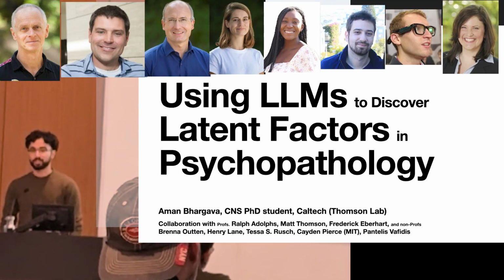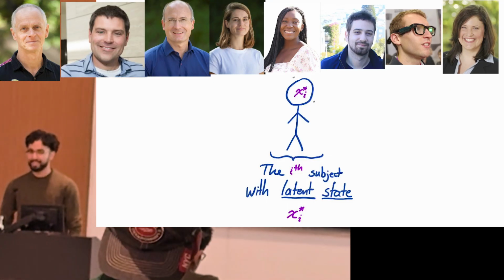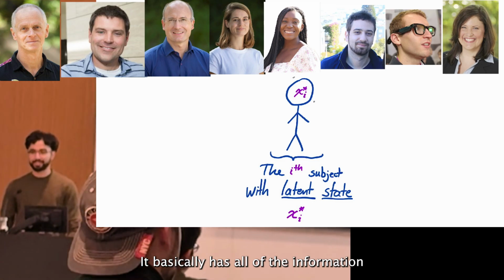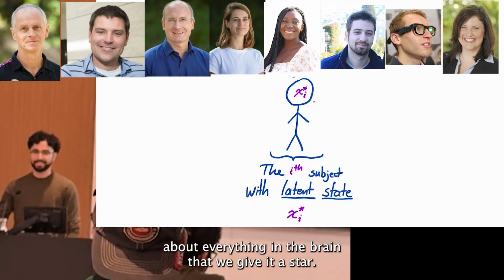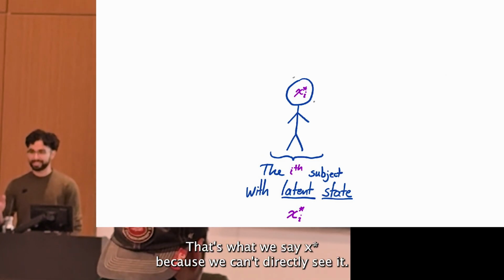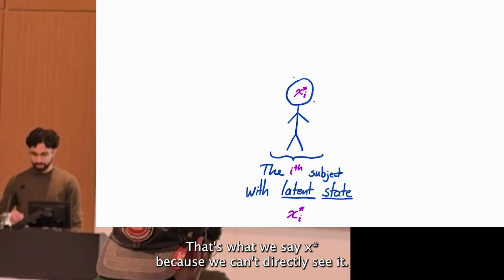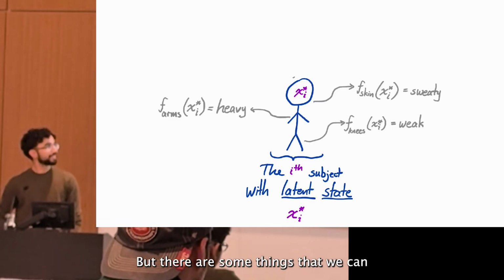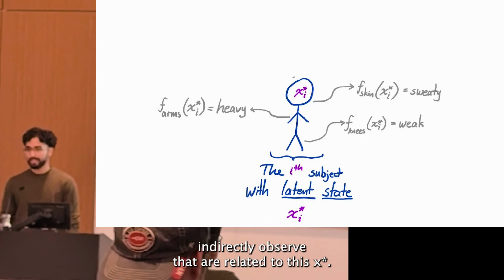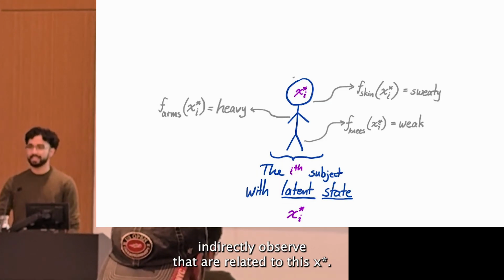Now this latent state is so mysterious and so comprehensive, it basically has all of the information about everything in the brain that we give it a star. That's why we say X star, because we can't directly see it. But there are some things that we can indirectly observe that are related to this X star.